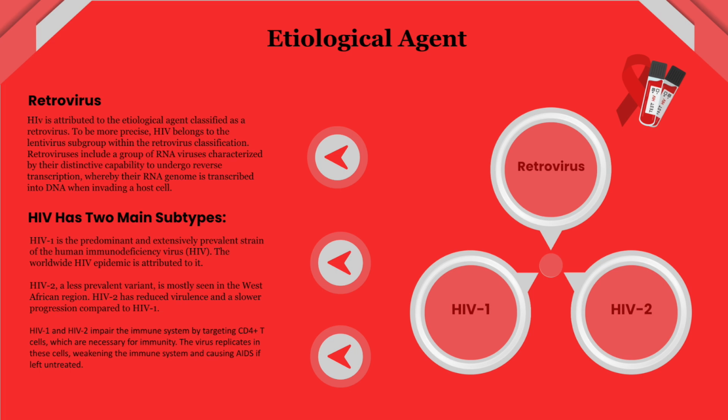HIV has two main subtypes, HIV-1 and HIV-2. HIV-1 is the predominant and intensively prevalent strain of HIV, and the worldwide HIV epidemic is attributed to it. HIV-2 has reduced virulence and a slower progression compared to HIV-1. HIV-1 and HIV-2 impair the immune system by targeting CD4 T cells, which are necessary for immunity, and the virus replicates in these cells, weakening the immune system and causing AIDS if left untreated.